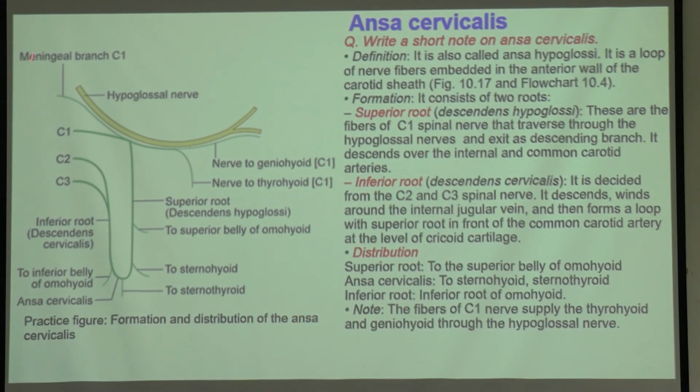So this is the ansa cervicalis. This is the hypoglossal nerve, through which the C1 component from the cervical region comes, which is called descendens hypoglossi. C2, C3 forms the another group, which is called descendens cervicalis. So this supplies all these muscles, that is the superior belly of the omohyoid, sternothyroid, and inferior belly of the omohyoid. So remember, this is the ansa cervicalis, which often comes in your examination.